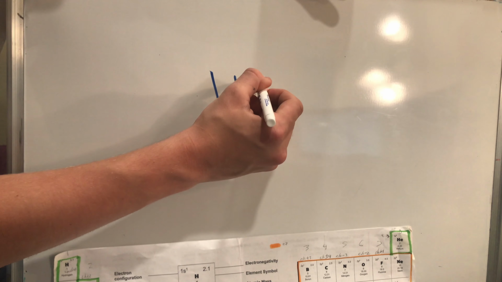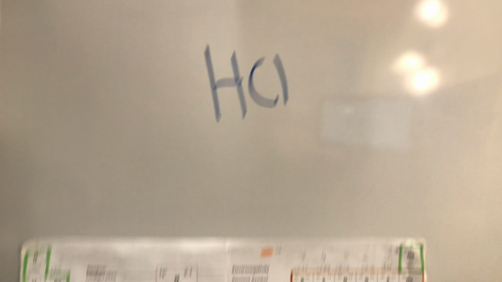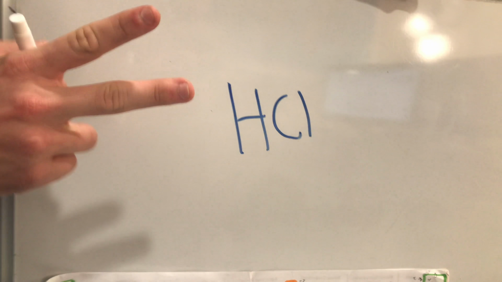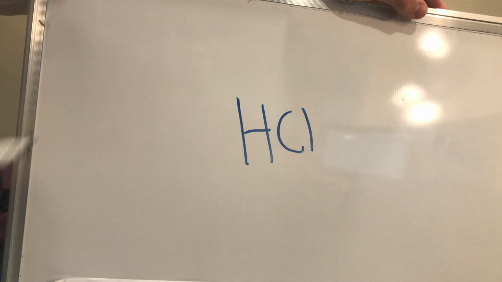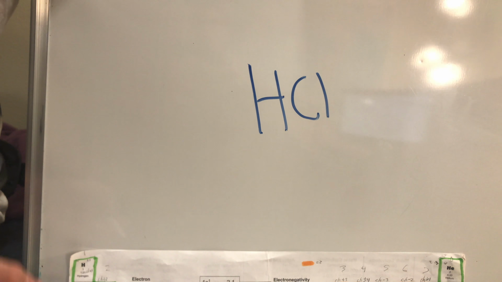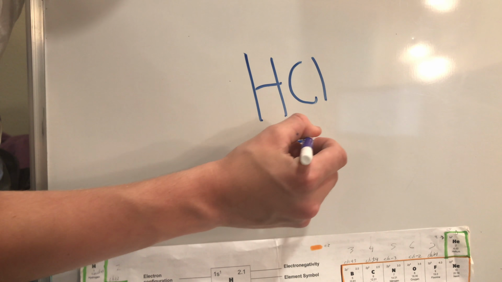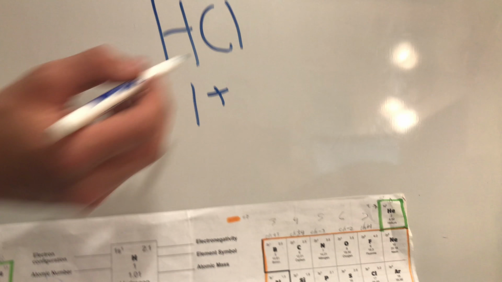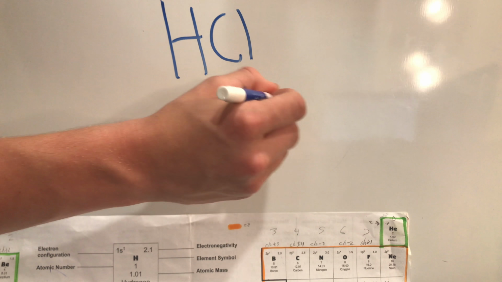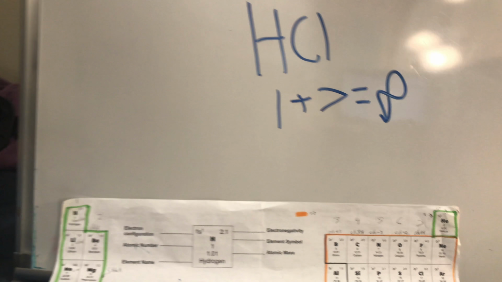So for example, if we did HCl, once we do our Lewis structure, hydrogen is only going to need 2 valence electrons in order to be satisfied, whereas Cl is going to need 8 because of the octet rule, and hydrogen only needs 2 because of the duet rule. So if we look at our periodic table, we know that hydrogen is in the first column, meaning it gives 1 valence electron, whereas chlorine is in the 7th, meaning it gives 7 valence electrons, and altogether that gives 8 valence electrons.